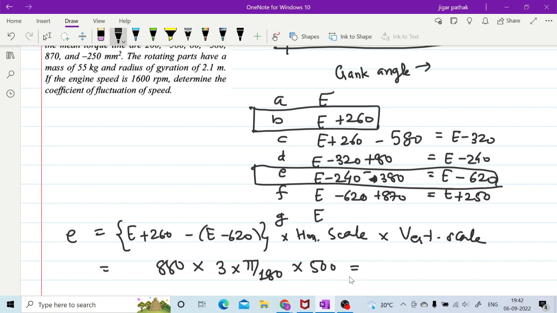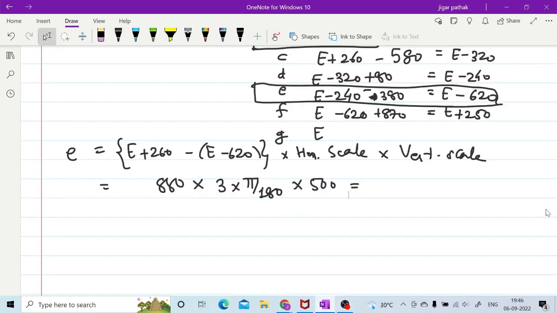Tell me what you are getting. Actually, it should be coming around 23030 Newton meter, something like this, right?